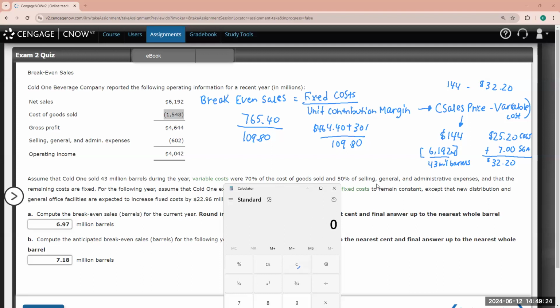And then we did the same thing for our selling, general, and administrative expenses. It says 602, and 50% of that represents our variable cost. So this total we divided by the number of barrels sold, and that gave us a variable cost of $7 per selling and general administrative expenses. So we added the two, 7 plus 25.20, which gave us our variable cost of $32.20. And that is how we determine our unit contribution margin, $144 selling price minus the variable cost of $32.20.